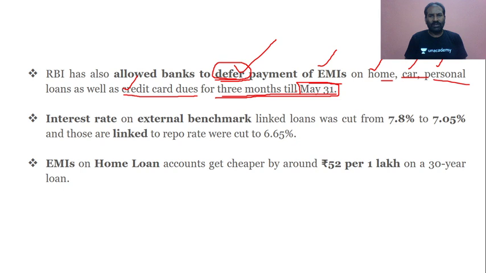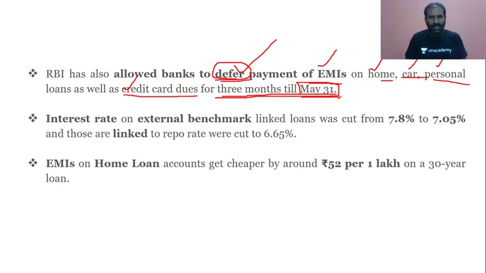But what will happen is, whatever EMIs you have rescheduled or postponed, whether on home, car, personal loans or credit card dues, that amount will be calculated and interest will accrue on it, and you have to pay that interest after the 3 months, that is, after May 31.